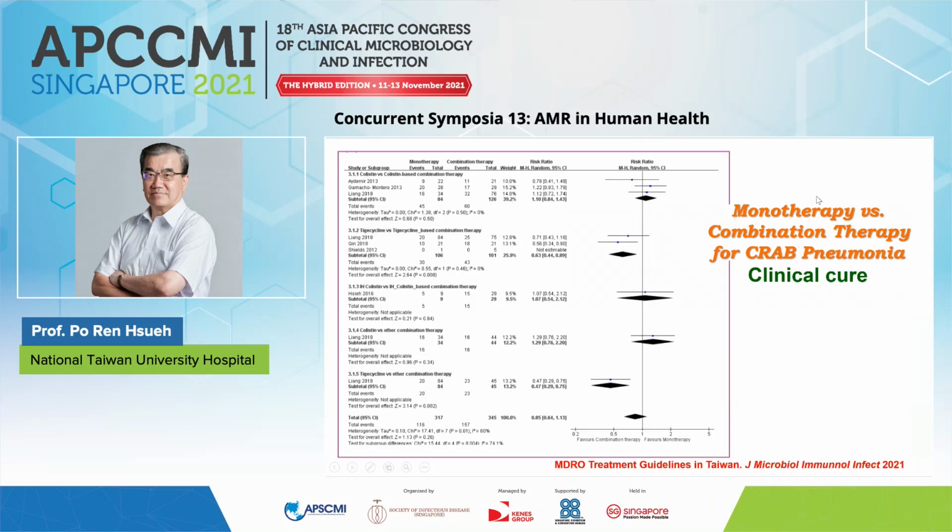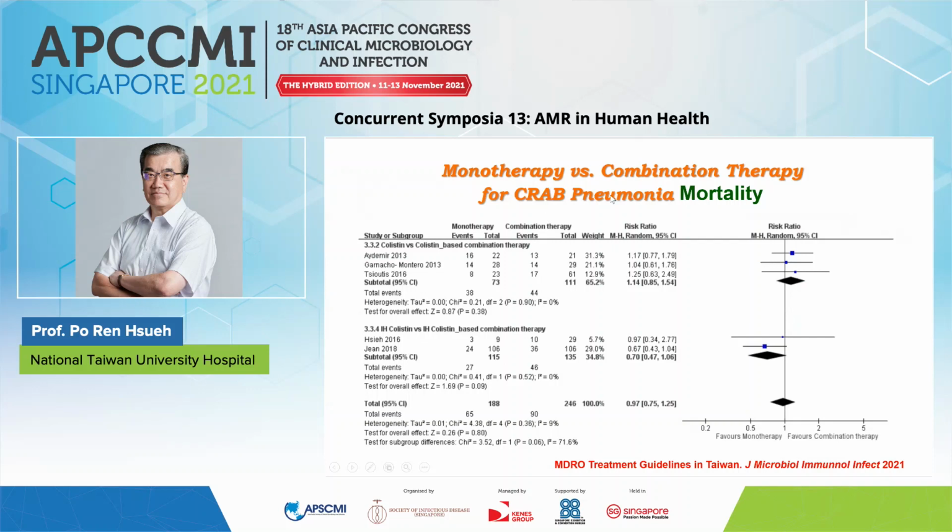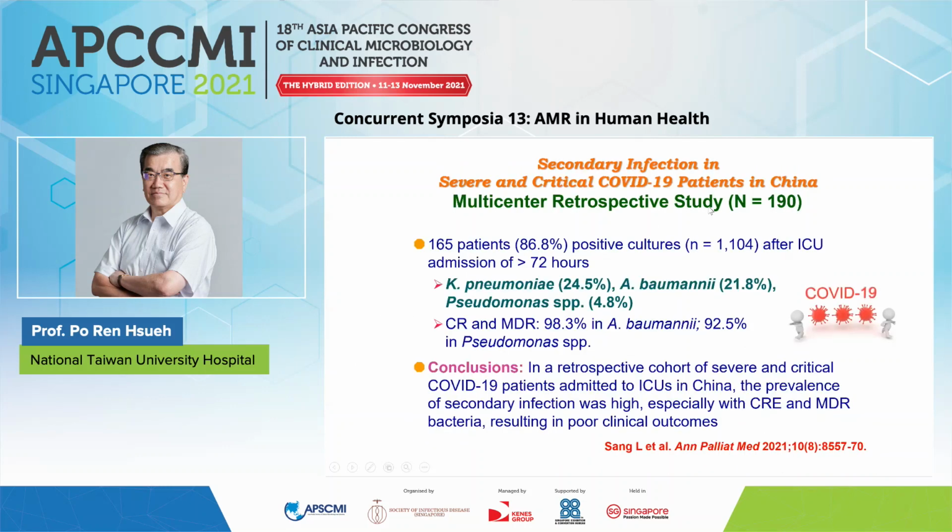We did a meta-analysis on the treatment of carbapenem-resistant Acinetobacter baumannii pneumonia, comparing monotherapy versus combination therapy. The data show no difference between combination therapy and monotherapy, including colistin-based or tigecycline-based. Looking at mortality in carbapenem-resistant Acinetobacter pneumonia, we also cannot find any difference between monotherapy and combination therapy. So this is quite different from carbapenem-resistant Enterobacteriaceae.